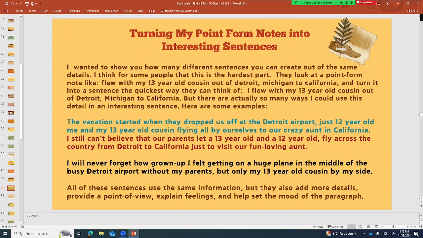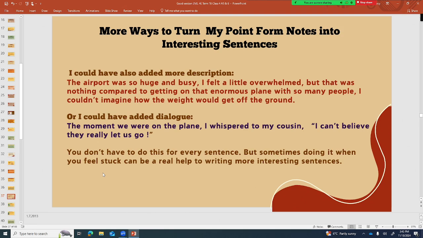Now, all of these sentences have the same information, but some of them add more details, or they provide a different point of view, or they explain my feelings, or they help to set the mood of the paragraph and of the event. I could also have added a whole lot more description if I wanted to. Like, the airport was so huge and busy. I felt a little overwhelmed, but that was nothing compared to getting on that enormous plane with so many people. I couldn't imagine how the weight would get off the ground.